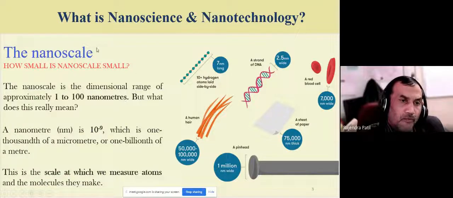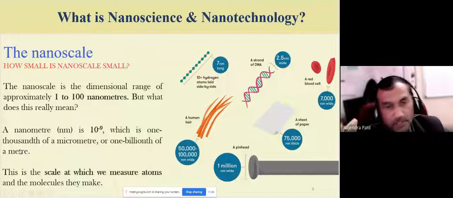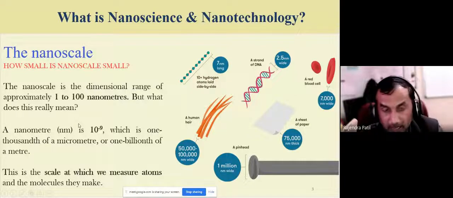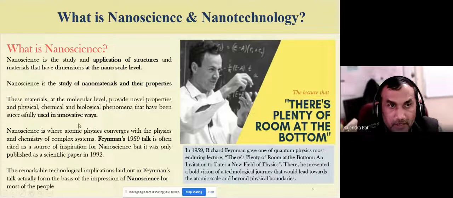And what is 1 nanometer? 1 nanometer is about 10 to the power minus 9, which is one thousandth of a micrometer. In other sense, 1 billionth of a meter. So this is the description of the nanoscale, or this is what the nanoscale range is.